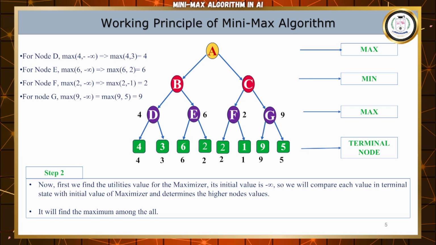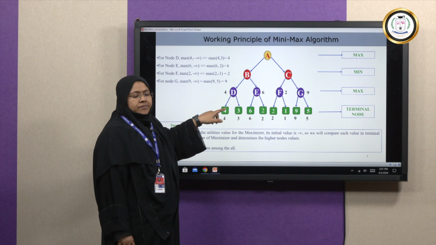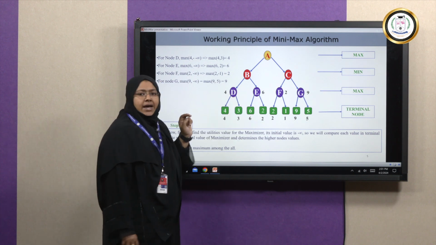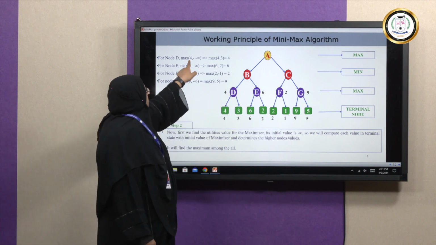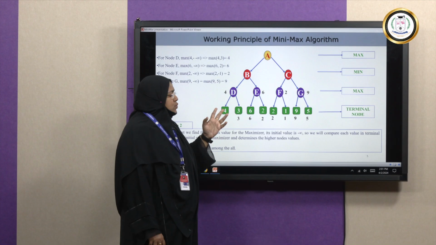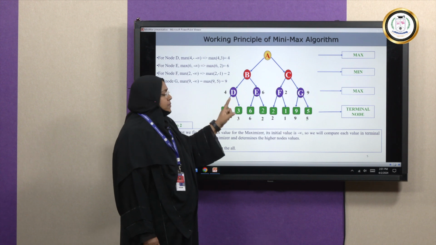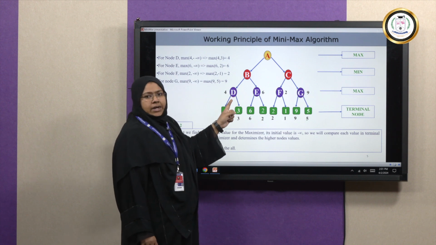So it will compare which value to take, whether 4 or minus infinity. Since this layer has been assigned as max, the comparison takes place and the node will be assigned 4. Again it will traverse to the right side node and there the comparison again takes place. Which one is maximum, whether 4 or 3? Definitely 4 is maximum. So the 4 will be assigned to the D node.